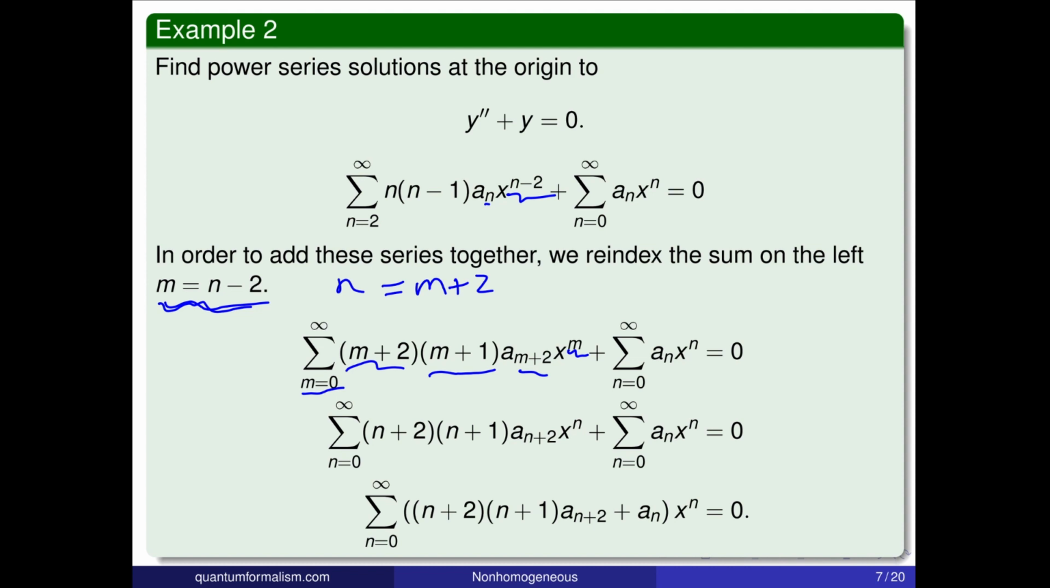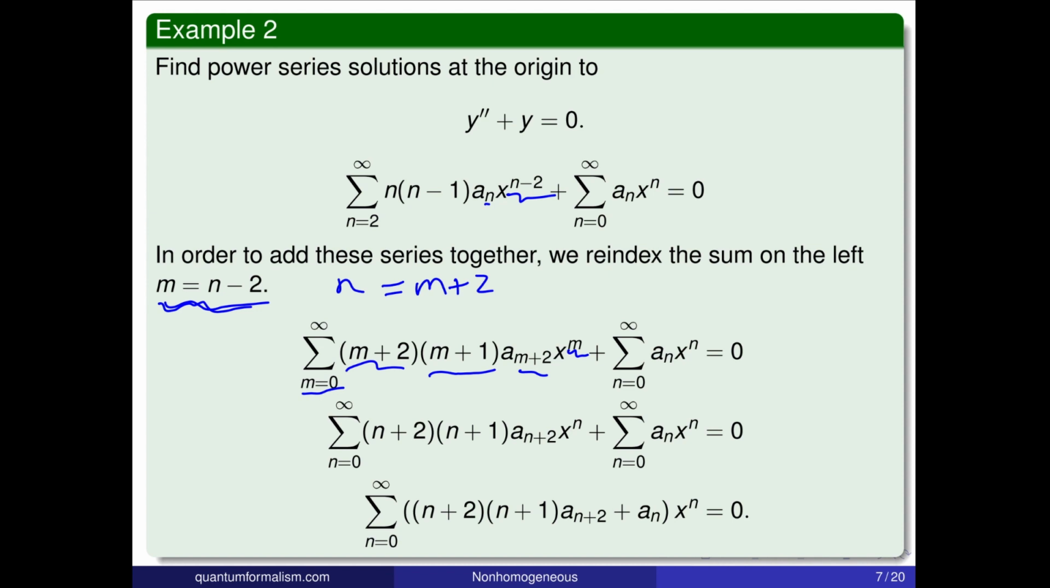All right, so now the two series have exponents that more or less match up. They just have different letters, but that's okay, because this is just notation. We can change from the letter m to the letter n with no issues at all. That doesn't actually matter, right?